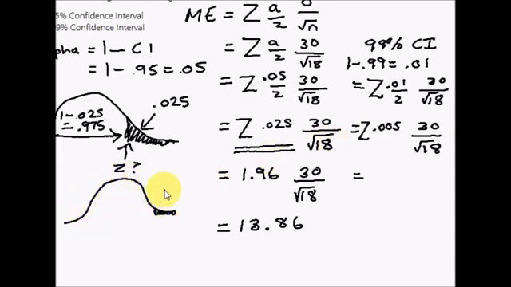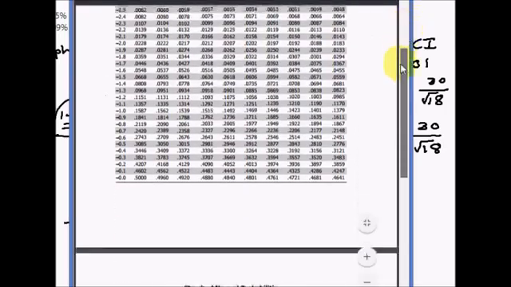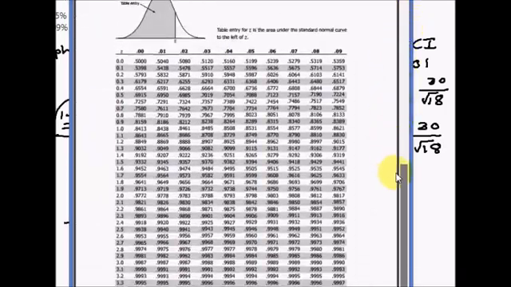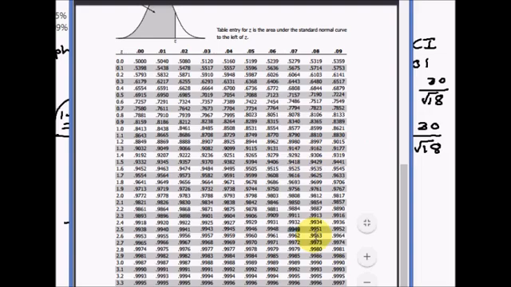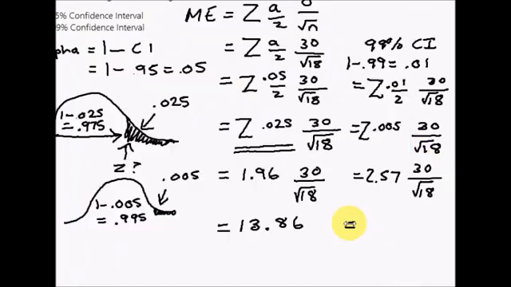That's this tail area. So what I'm actually going to look up in the z-table is 1 minus 0.005, which is 0.995. Now 0.995 is going to be in the center. This is close, 0.9949. I can either use this or 0.9951. This has a z-score of 2.57. And figuring this out on a calculator, I get 18.17.